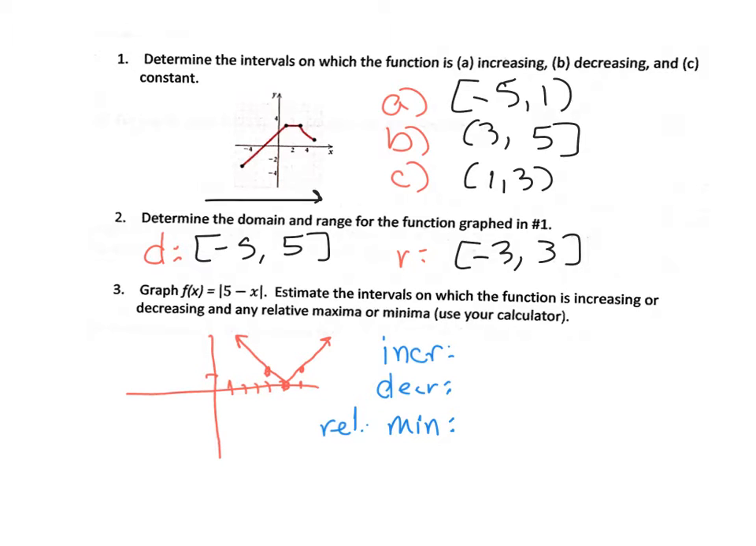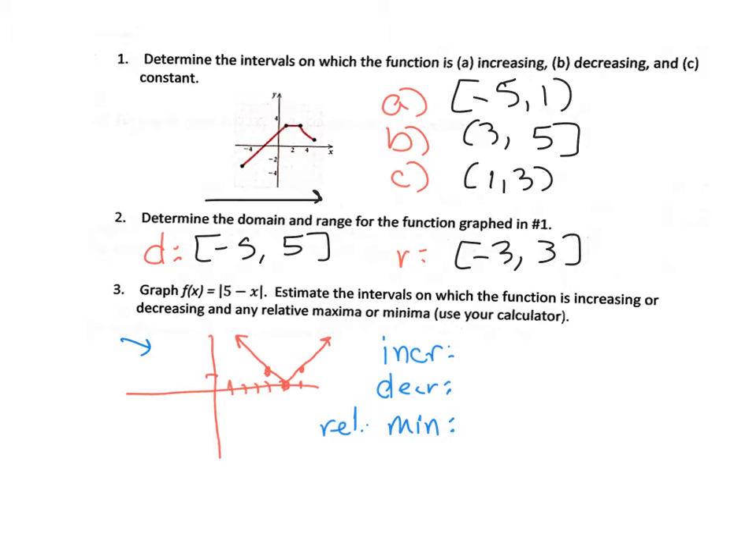Number 3 says graph that, meaning you can punch this in your calculator. Go to y equals, punch it. I kind of drew a rough sketch on my video here about what the graph should look like on your calculator when you find it, and it wants to know where it's increasing, decreasing, and if it has a max or a min.